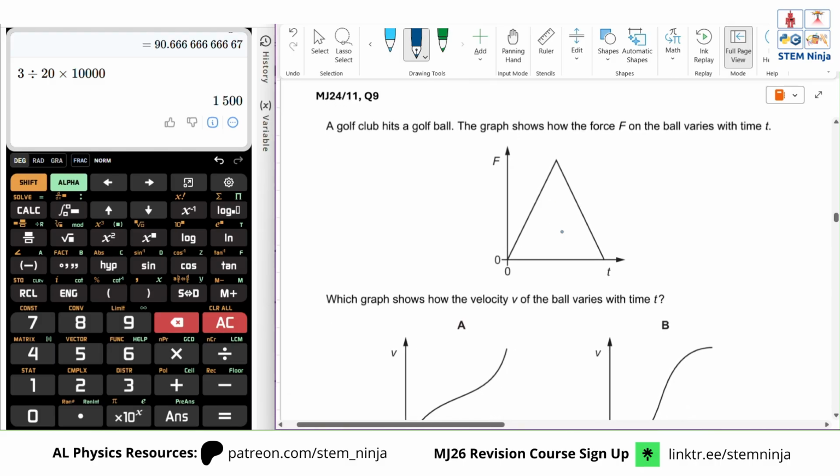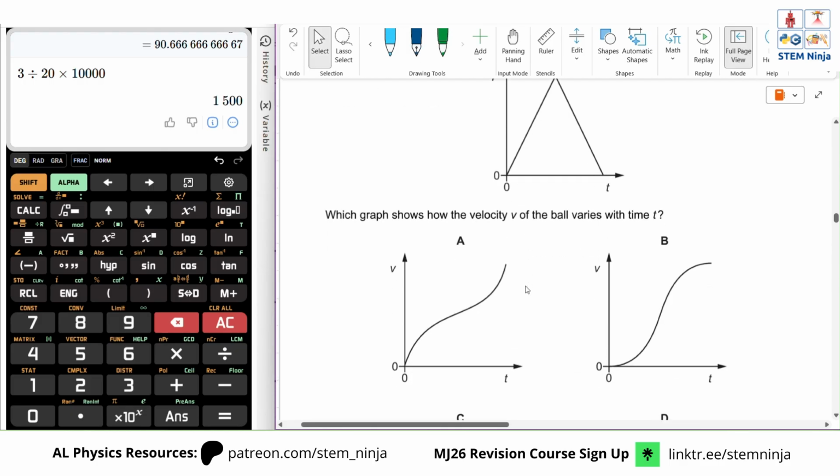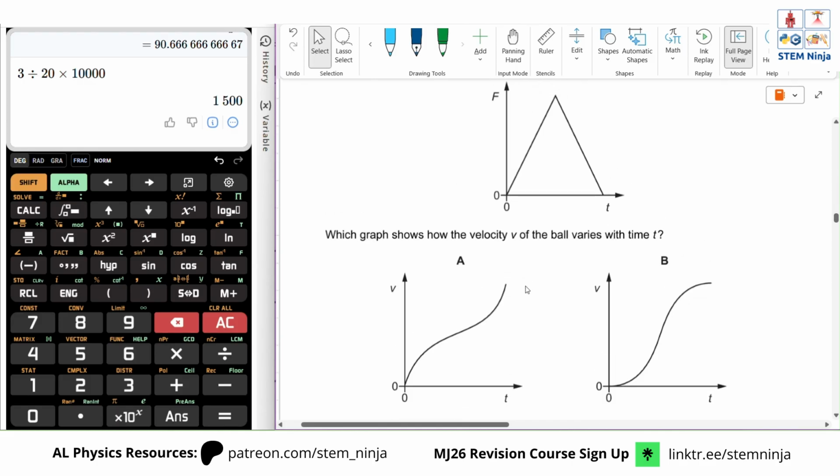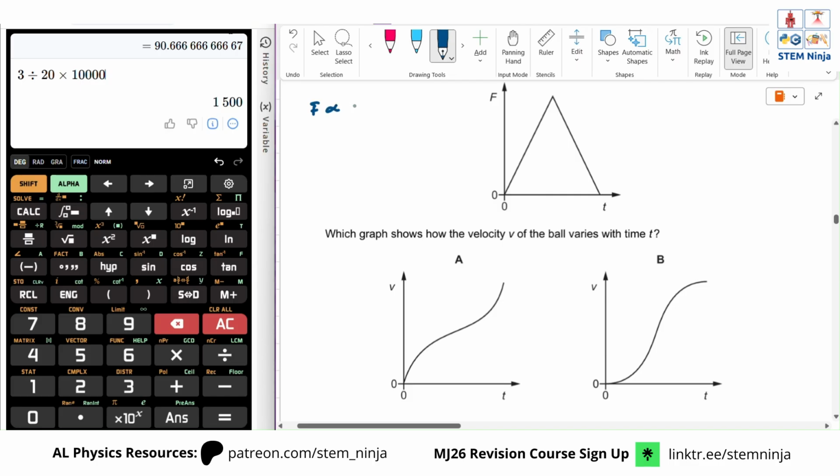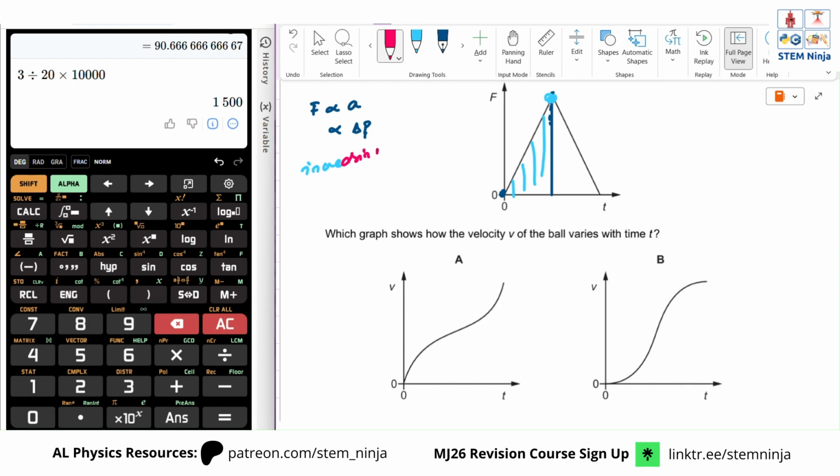A golf club hits a golf ball. The graph shows how the force F on the ball varies with time t. Which graph shows the velocity v of the ball varying with time t? So we know that force is directly proportional to acceleration and it's also proportional to change in momentum. We all already know that the area under this graph is change in momentum, and we can see that the force is increasing over time. That means the acceleration is increasing. So increasing acceleration, what does that mean? Means increasing velocity.